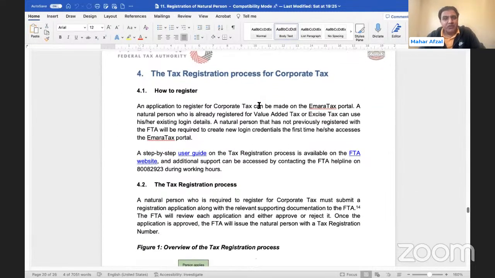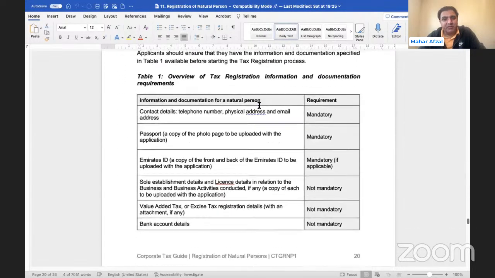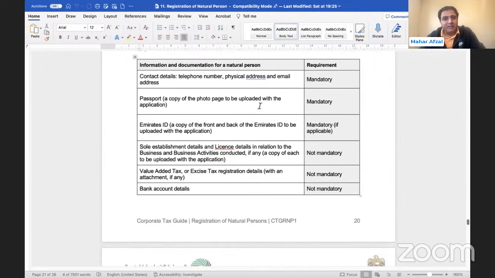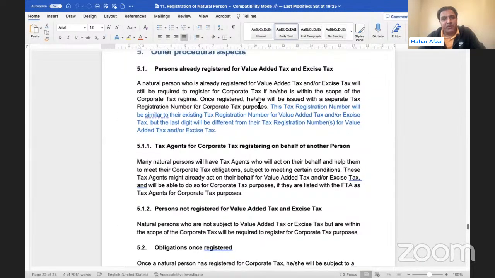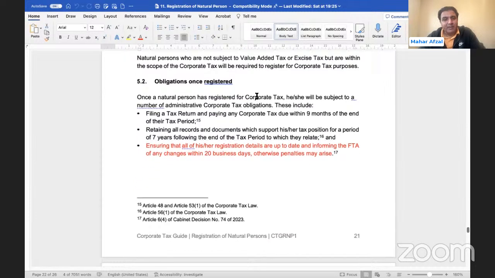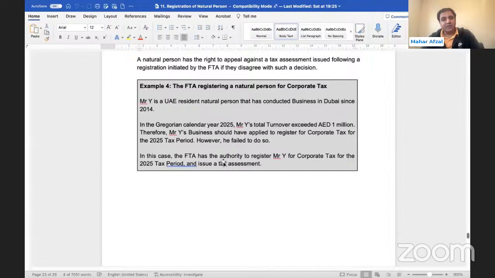For corporate tax, the registration process is simple. You can go through this, no complexity. What is mandatory? If a person is already registered for VAT or excise duty, you still need to apply for registration for corporate tax as well. Once registered, you must ensure all your obligations are met, which we already discussed, for a natural person for corporate tax.